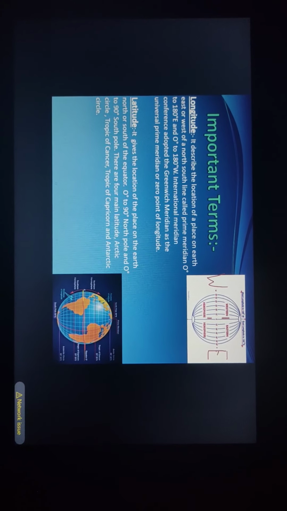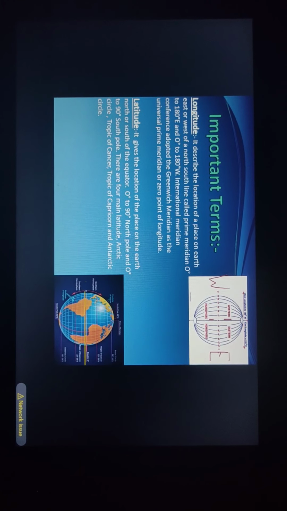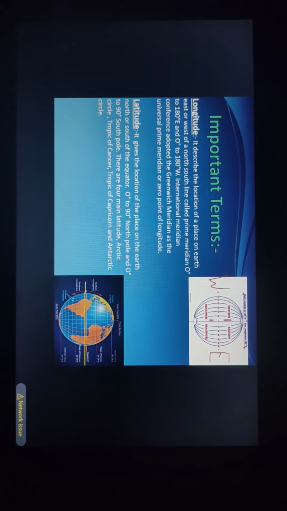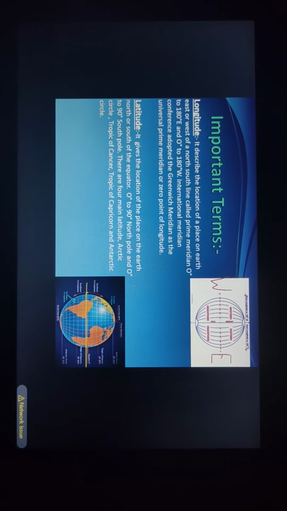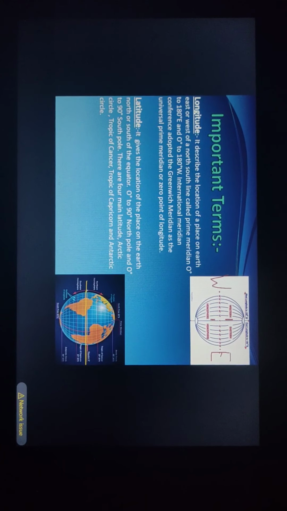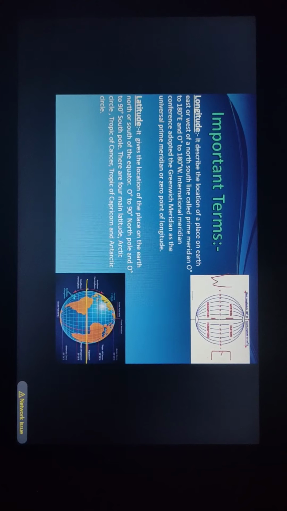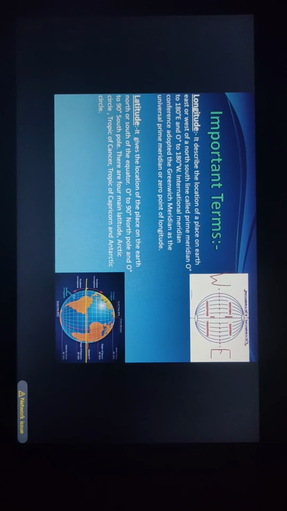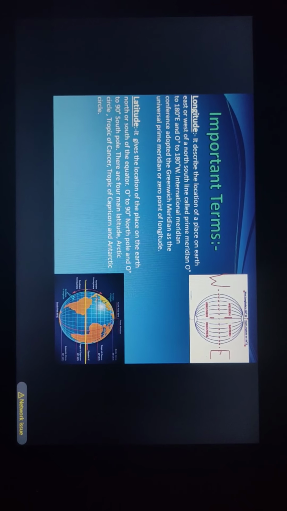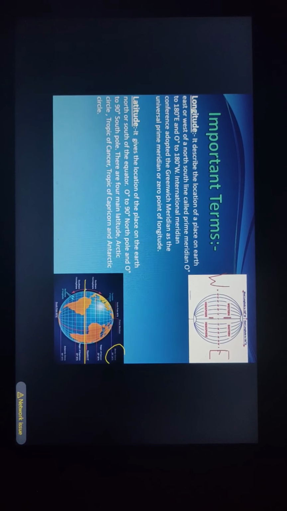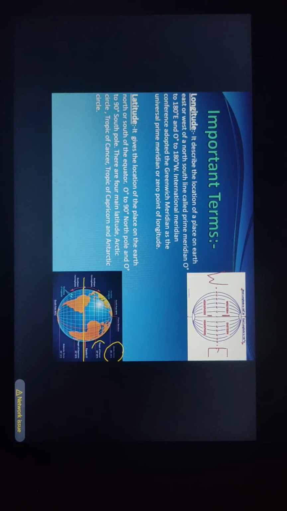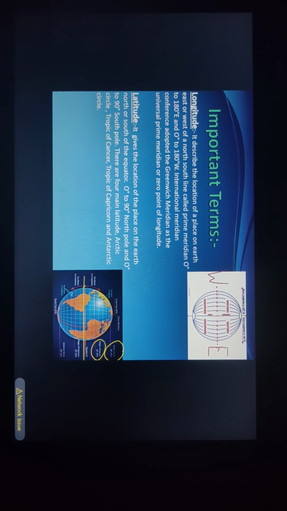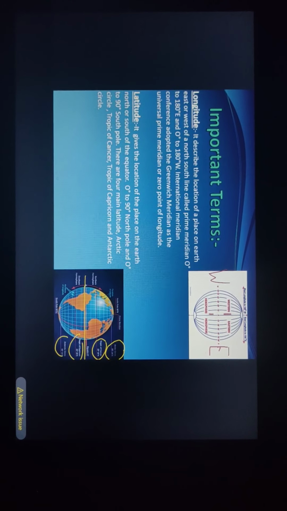0 degree to 90 degree towards the north pole and 0 degree to 90 degree towards the south pole. So all together how many latitudes are there? 180, and if we count the equator also as a latitude, all together the latitudes are 181. There are 4 main latitudes, already marked on this diagram: Arctic Circle, Tropic of Cancer, Tropic of Capricorn and Antarctic Circle.